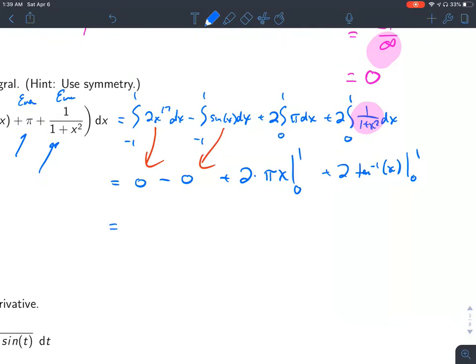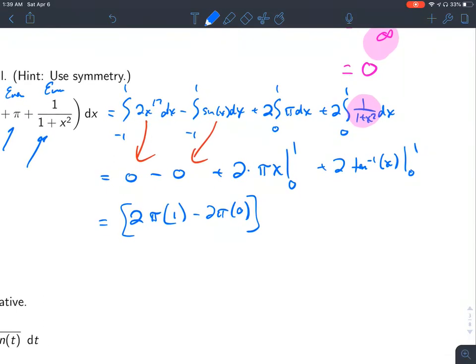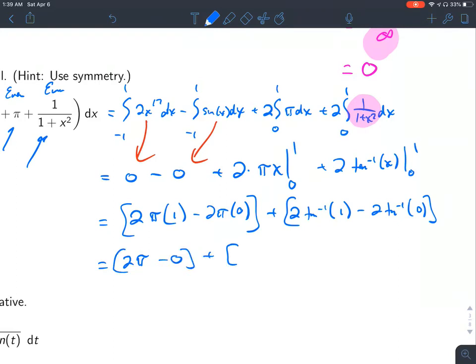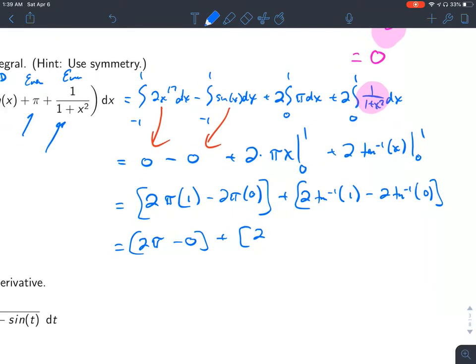So finishing those two zeros that we have here, those are just going to be 0, obviously. So then we're going to have 2 pi times 1 minus 2 pi times 0. Brackets are just from Desmos, doesn't really change our answer. Plus 2 times tangent inverse of 1 minus 2 times tangent inverse of 0. So here we're going to get 2 pi minus 0. Over here we're going to get 2 times tangent inverse of 1.